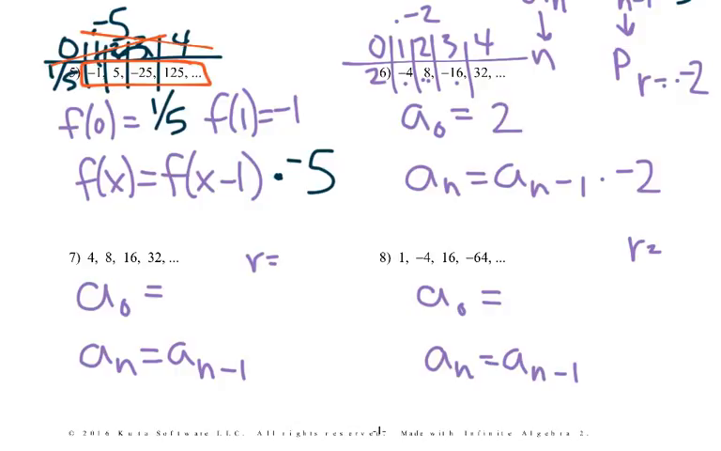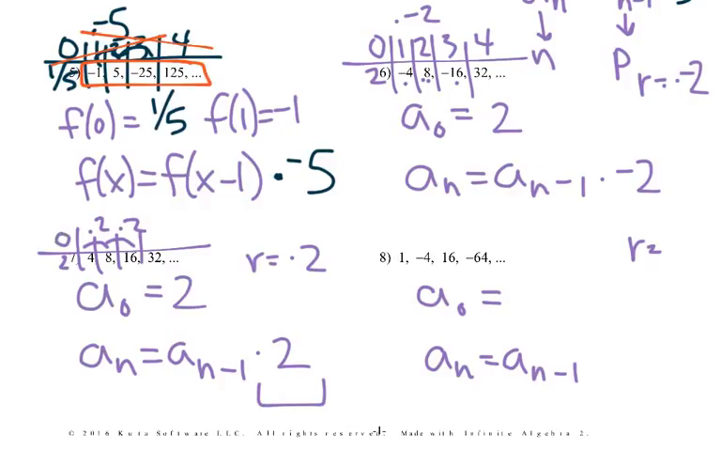Okay, number 7, same idea. 4 to 8 to 16, times them by 2, right? So the ratio is timesing by 2. That's what I put in for my growth. And then if I went back, it would go back to 2 for my 0 term. So a sub 0 equals 2.